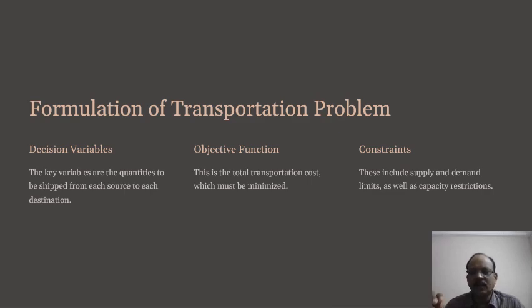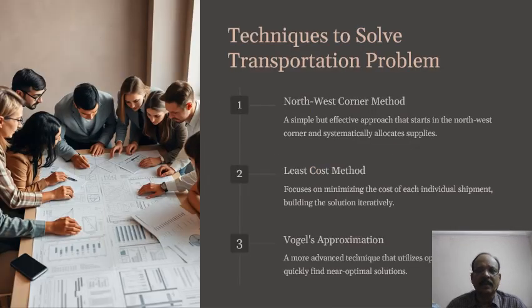That means these include supply and demand limits, as well as the capacity resources or restrictions. Capacity here, restriction based on that. What are the techniques to solve the transportation problem for initial basic feasible solution? There are two types of solutions we are talking about in transportation problem.